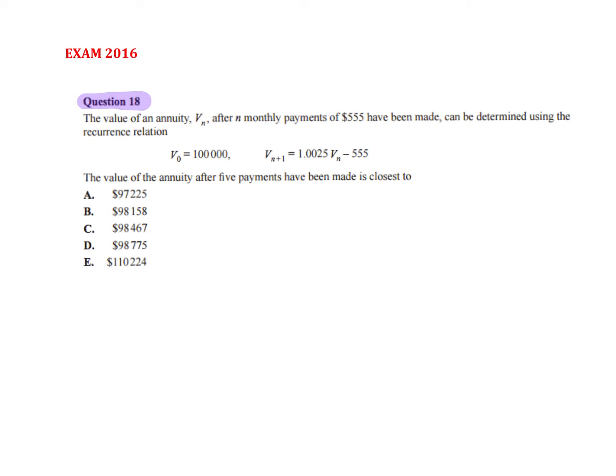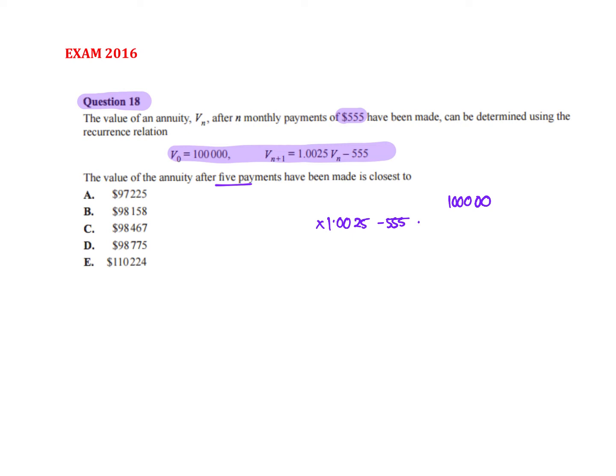The value of an annuity after N monthly payments of 555 have been made and can be determined using this recurrence relation. So they've written that out there. The value of the annuity after 5 payments has been made is closest to. So this is simply a case where you're going to type in that quickly in your calculator, your 100,000, press enter, and then do the times 1.0025 minus 555, and you're going to do it 5 times. So someone quickly do that.